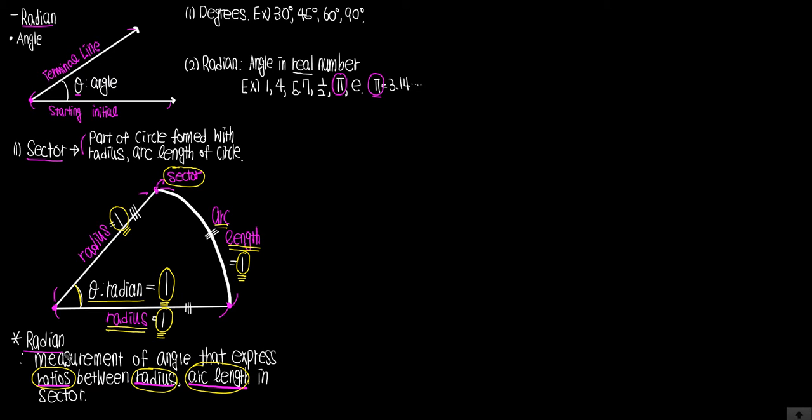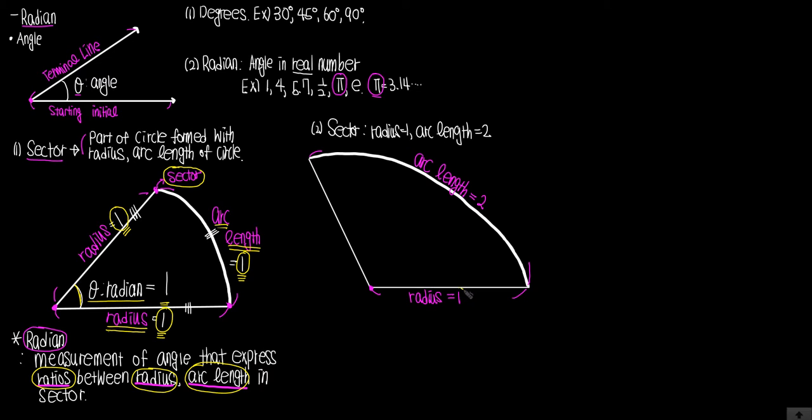Let's think about two more examples to know exactly about radians and derive its formula. So the second example is a sector with the radius, which is half of the diameter, as 1, and the arc length as 2, like this sector. So this is a sector with a radius of 1 and an arc length of 2.